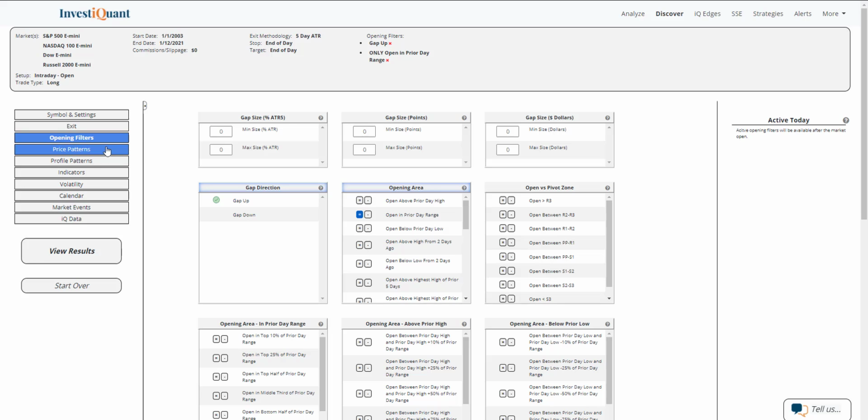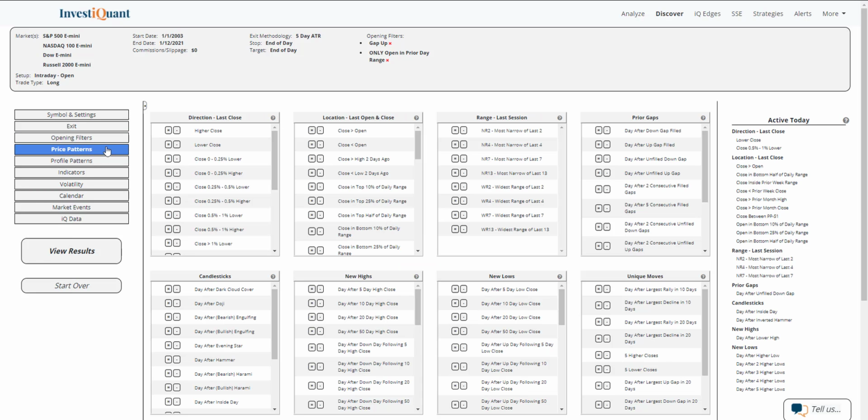So next, I'm going to go into the price patterns library, and here's where I can build out the inside day and the green candlestick that we had. So to add the inside day, I can come over to the active today section. And if I look at the candlestick section, we've got two candlesticks that are in play for today. We have an inverted hammer and an inside day. So I'm going to click inside day.